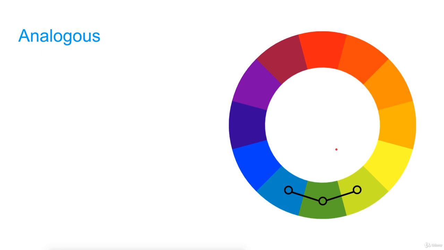When you are selecting an analogous color scheme, you want to make sure you're using enough contrast to separate the colors out. And of course, choosing one color to be the dominant would be preferred and the others secondary or highlight colors.